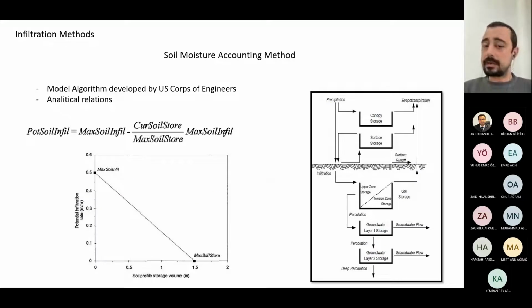For example, this one is soil moisture accounting, also called a bucket type model. Why it's called a bucket type model, you can understand from this flow diagram. Every parameter of the soil, canopy storage, surface storage, upper and lower storage, groundwater storage, these are modeled as buckets. So the relation between each layer gives you the model itself.